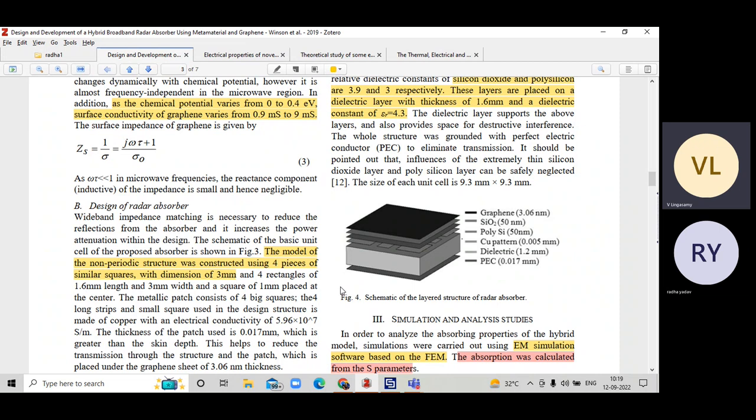I'm getting one confusion. For example, in figure four, and just above that figure, they have discussed the dielectric material as 1.6 mm with a dielectric constant of 4.3. That is the one they used. But in the figure, they mentioned 1.2 instead of 1.6 mm. It may be a typo also. Sir, there is a lot of mistakes actually.